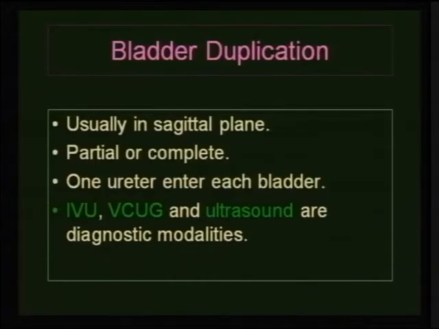A bladder duplication. Usually it is in the sagittal plane, and one ureter will go towards the duplication, and it could be partial or complete. This is almost complete duplication of the urinary bladder.